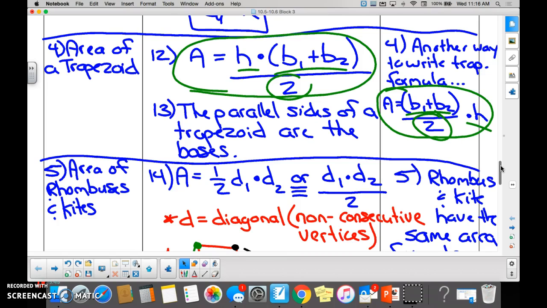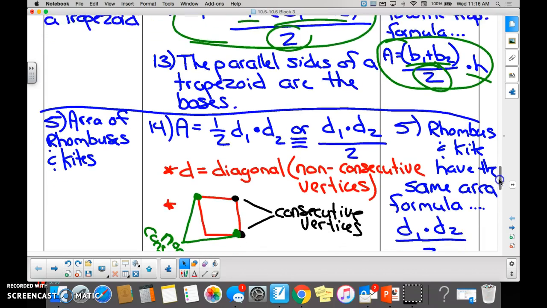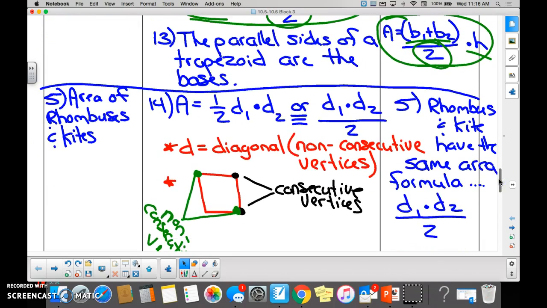And then number 5, area of rhombuses and kites. You have 2 different formulas. Again, this formula is the exact same as that formula. Pick whichever one you like the best. What does D stand for in the formulas? And diagonals are?